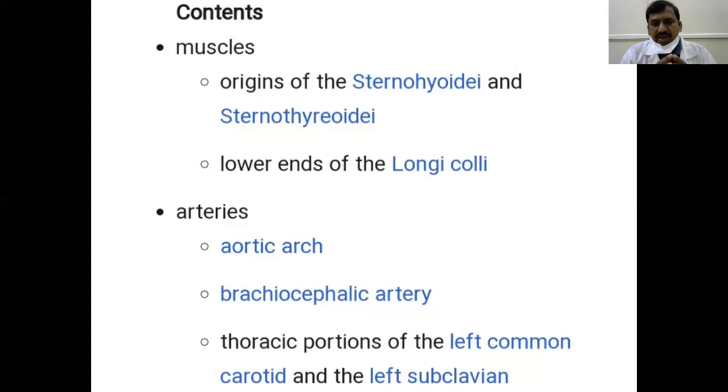The sternothyroid and sternohyoid muscles take origin from the posterior surface of the manubrium sterni, and they go to the hyoid bone. And the longus colli is a back muscle, just related to the anterior surface of the vertebral column. Next, these are the muscles.